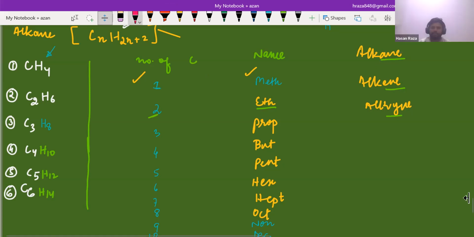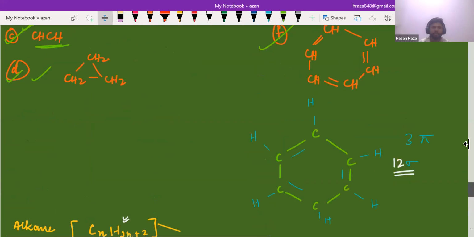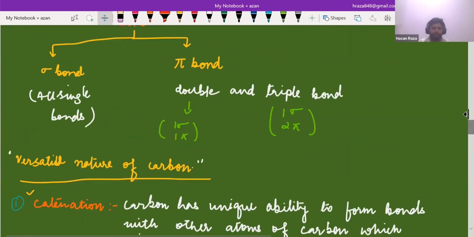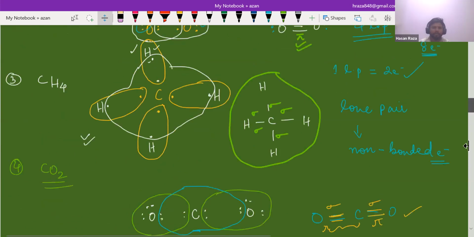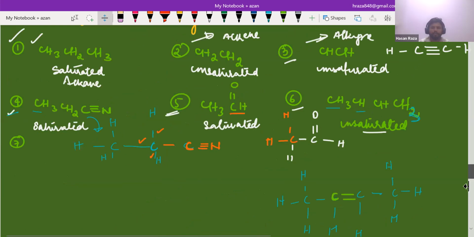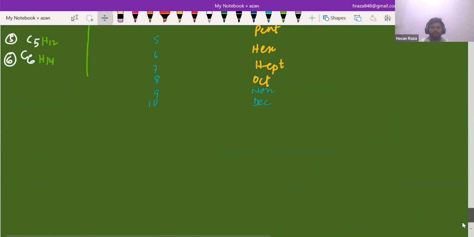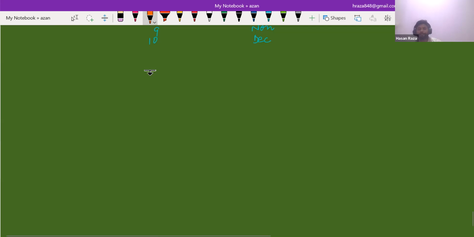Okay, now as you can see, we started saturated and unsaturated hydrocarbons, sigma 1, pi 1, and this all we completed. We also dealt with the general formula of alkane, alkene, alkyne. If I ask you, by looking at the formula, can you tell me whether it is an alkane, alkene, or alkyne?